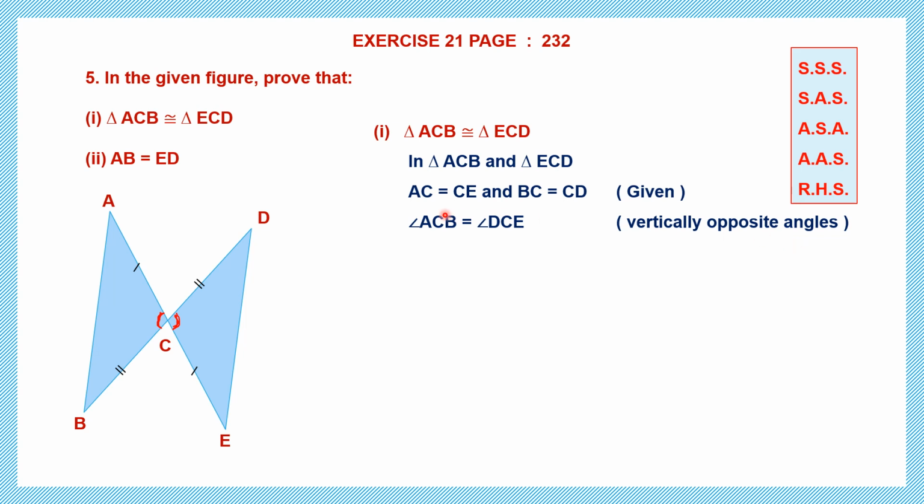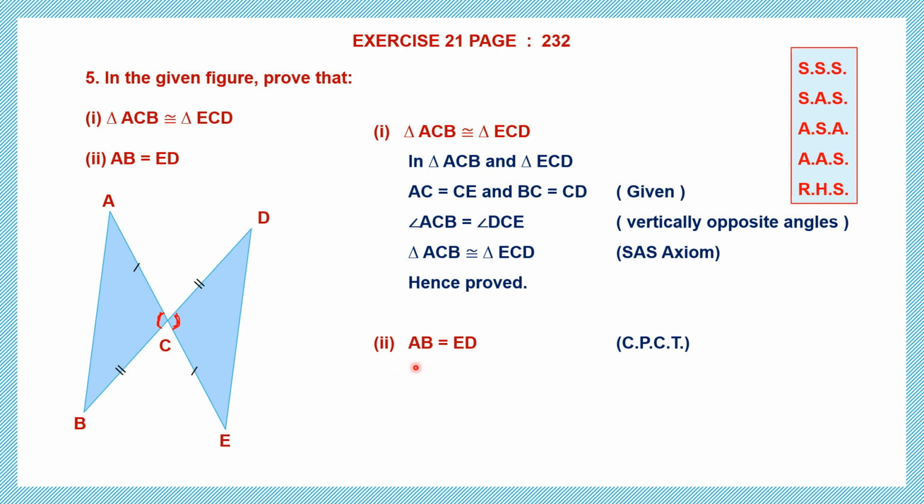So what do we have now? We have two sides and an angle. And this, as you can see, is an included angle because it's in between the two sides. Here also it's an included angle because it's in between the two sides. So we can use this second condition, side, angle, side. So here we can prove that triangle ACB is congruent to triangle ECD by the side, angle, side axiom. So here we have proved it.